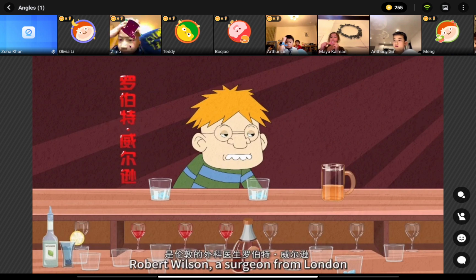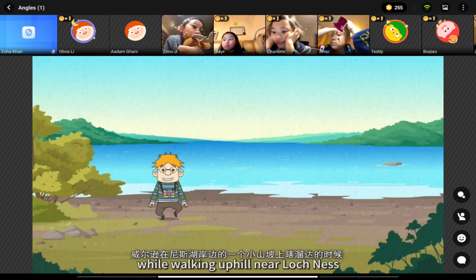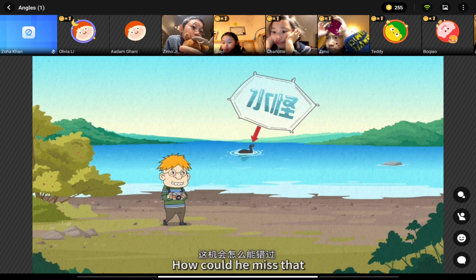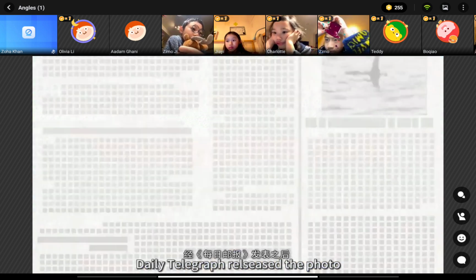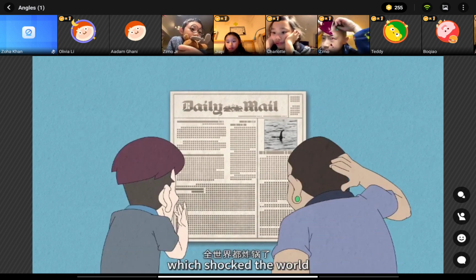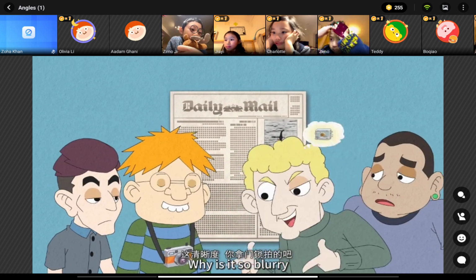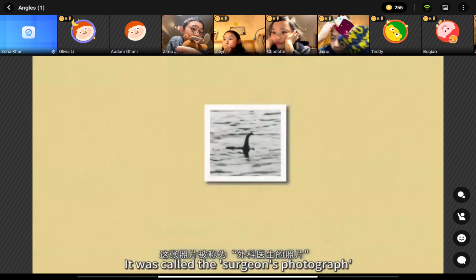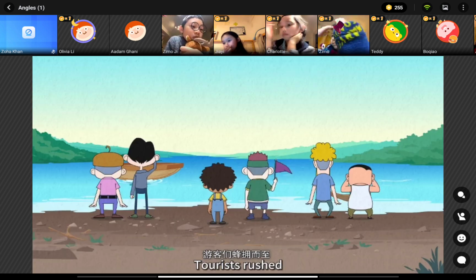This is Robert Wilson, a surgeon from London. In 1943, while walking uphill near Loch Ness, Wilson saw a monster 150 meters away from the shore. How could he miss that? So he grabbed a camera and took a picture of it. Daily Telegraph released the photo, which shocked the world. This is the monster! Why is it so blurry? I ain't got the time, better than nothing, right? It was called the surgeon's photograph, a direct proof of the existence of Loch Ness Monster.